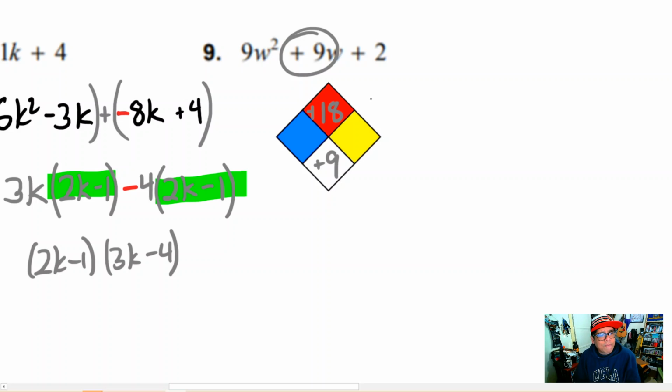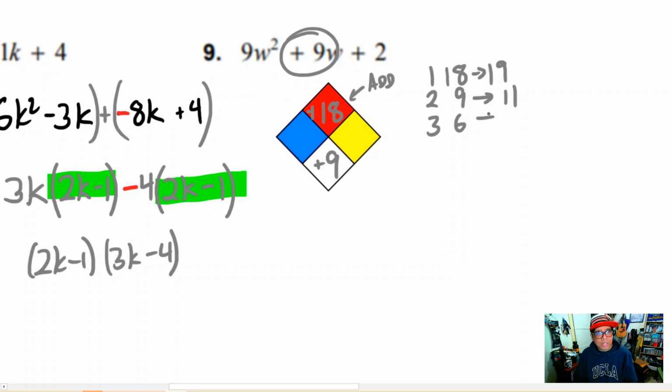Let's figure out what numbers they need to add to make 9. Remember that this is an addition problem. So what are the factors of 18? We've got 1 and 18. If we add them, we get 19. That's not good. We've got 2 and 9, and if I add those, I get 11. That's not good either. I've got 3 and 6, and if I add those, I get 9. So that is the correct answer. We've got a 3 and a 6.